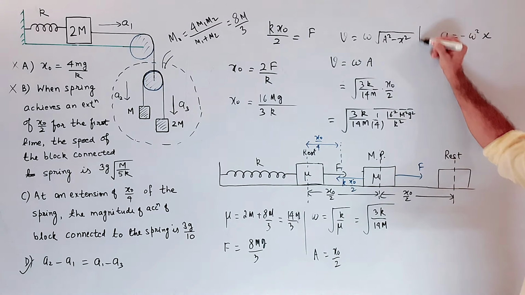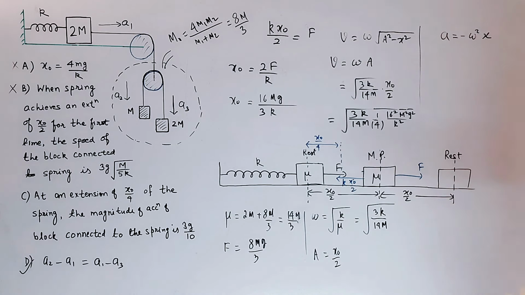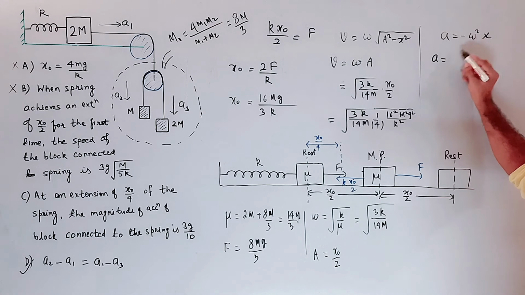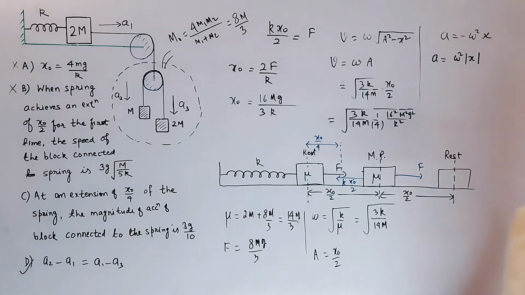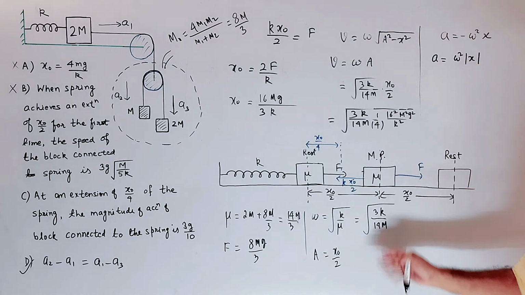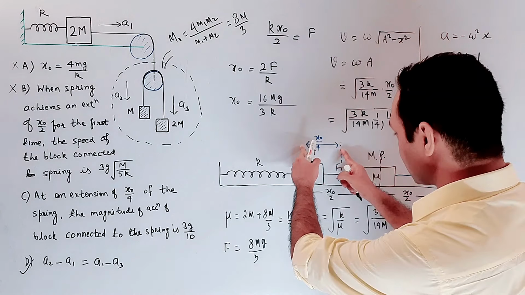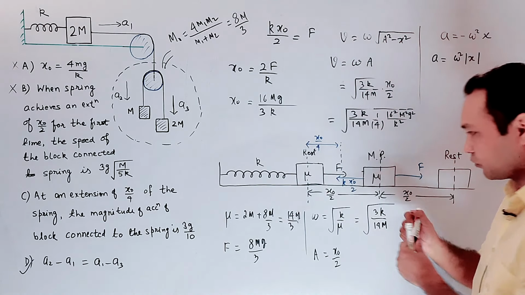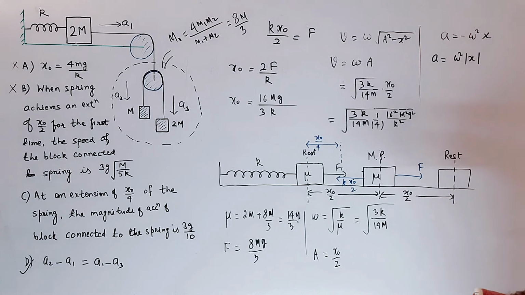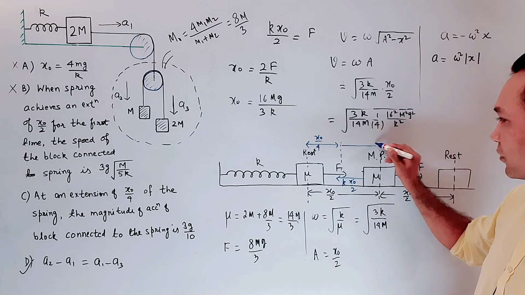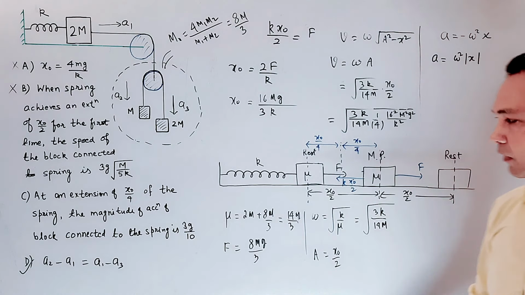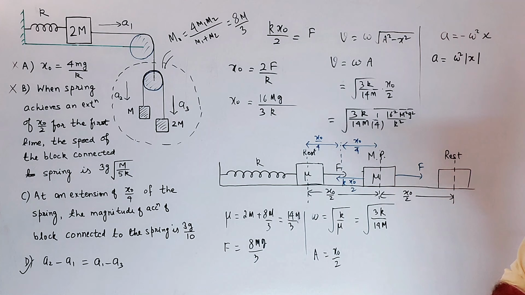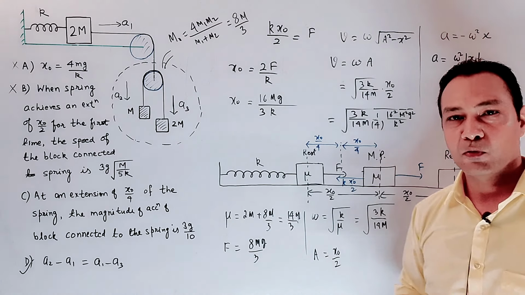So if I talk about the magnitude of acceleration, that magnitude of acceleration will be omega square into magnitude of displacement from the equilibrium position. This is the equilibrium position, and this is the extension x naught by 4, this is x naught by 2. So displacement from the equilibrium position or the mean position is also x naught by 4. So when the elongation is x naught by 4, displacement from the mean or equilibrium position is also x naught by 4, because x naught by 2 is the amplitude.